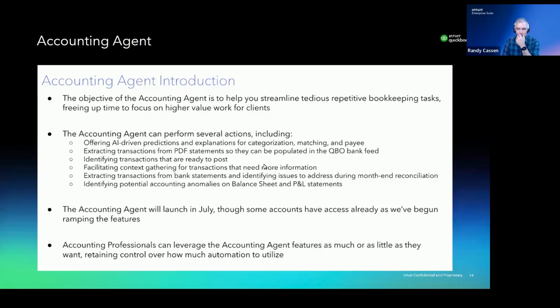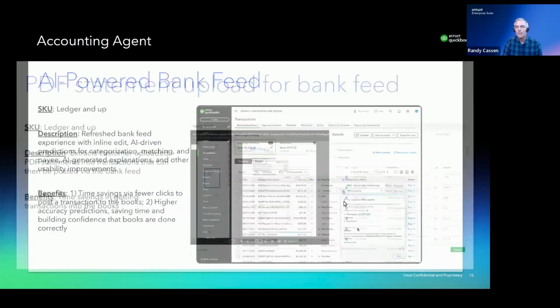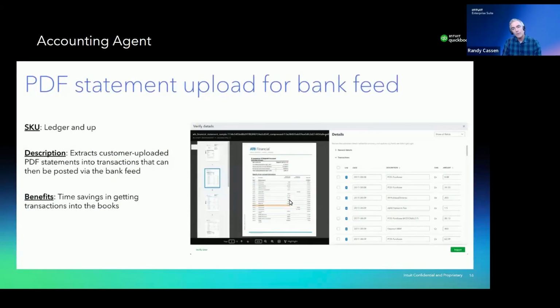Pivoting to the accounting agent real quickly, what's available here, and you've probably seen this already, but just a quick click through. The new AI powered bank feed is available in Ledger on up. Here, those little sparkles that we talk about is AI making those recommendations for your categorization. Hopefully, it's a time saver. PDF statement upload for the bank feed.